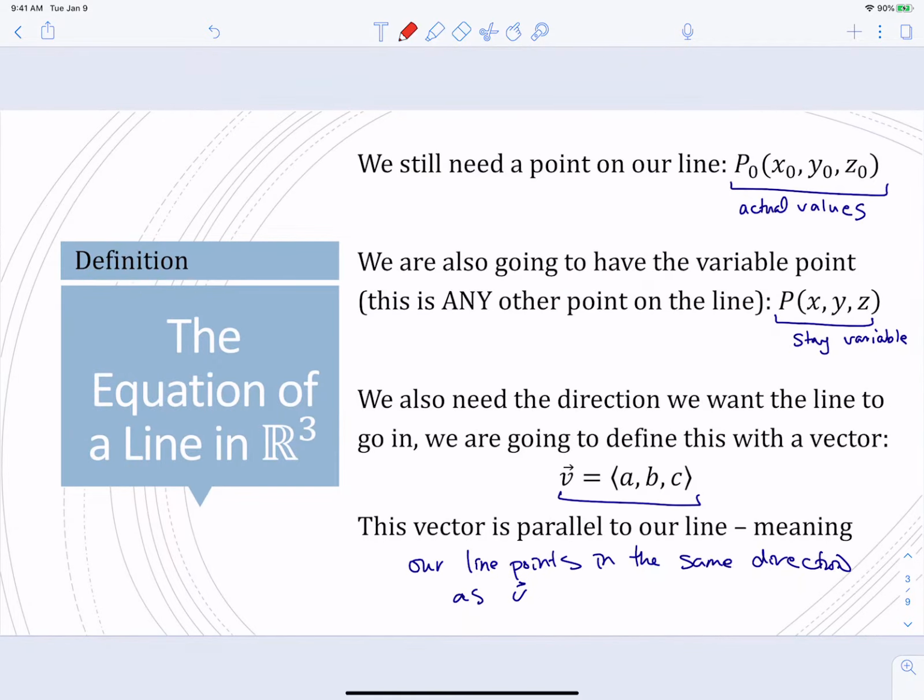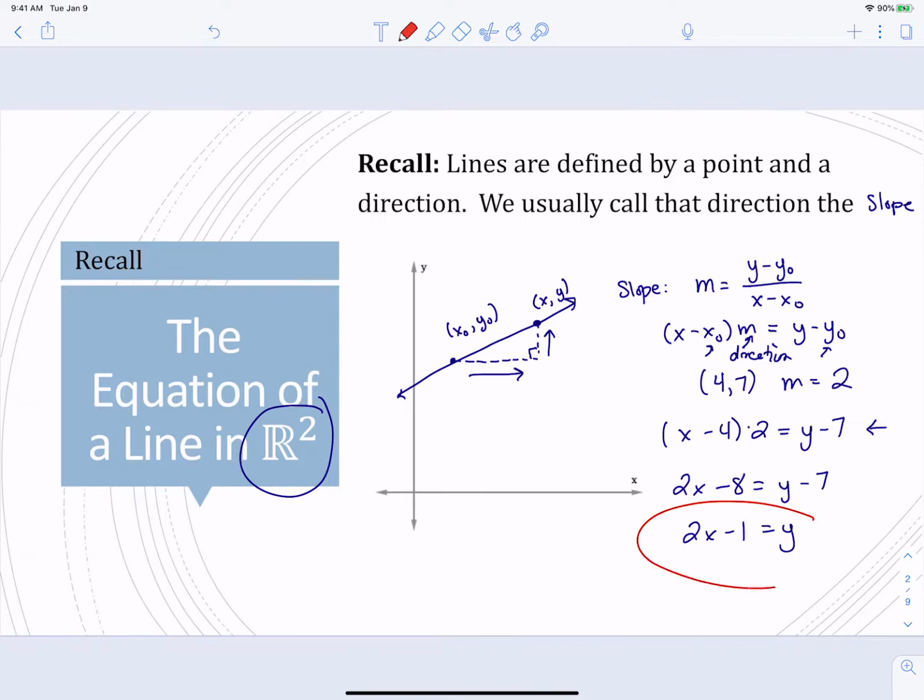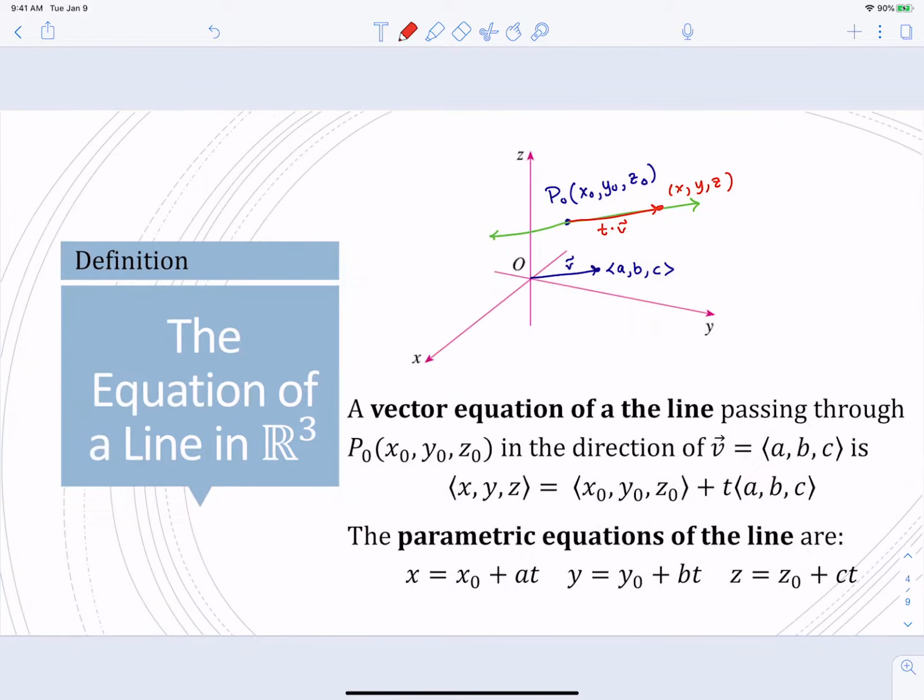If we go back to this equation right here, that gives us other points on our line. We know one of our points is 4, 7. But if I want other points on that line, I can plug in some values for x, and that will give me other y values, and it will give me other points on my line. That's the whole point of coming up with an equation, is that we want a way to get all of those other points that are on our line.